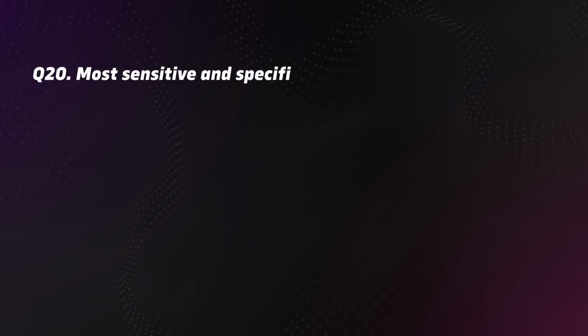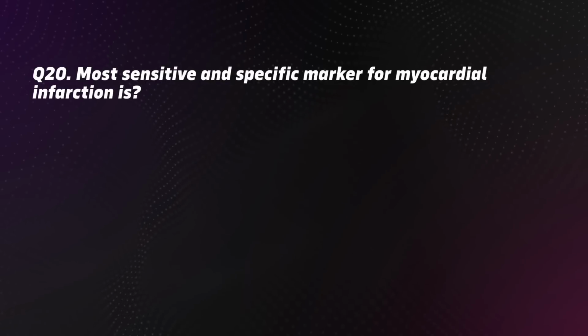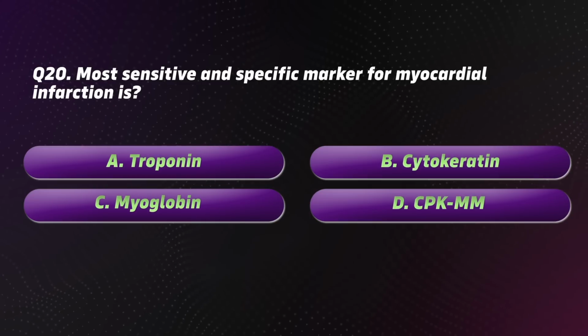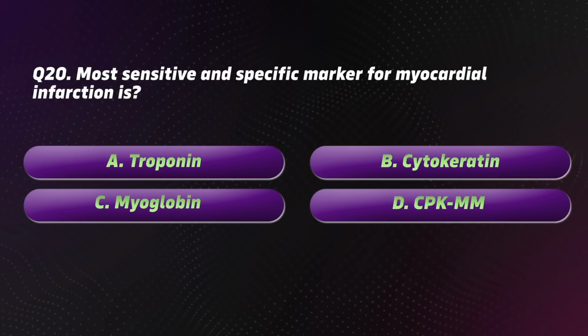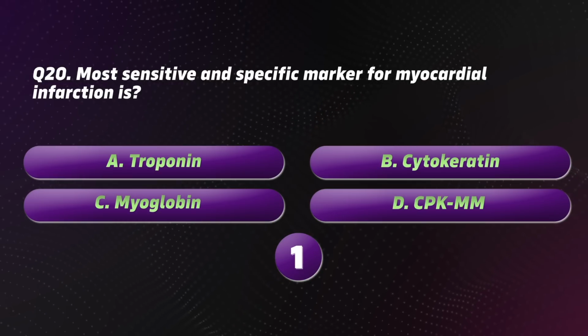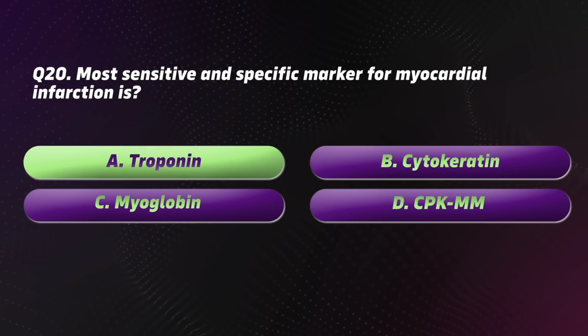Question 20. Most sensitive and specific marker for myocardial infarction is? Here are the options. A. Troponin. B. Cytokeratin. C. Myoglobin. D. CPK-MM. And the correct answer is option A, troponin.